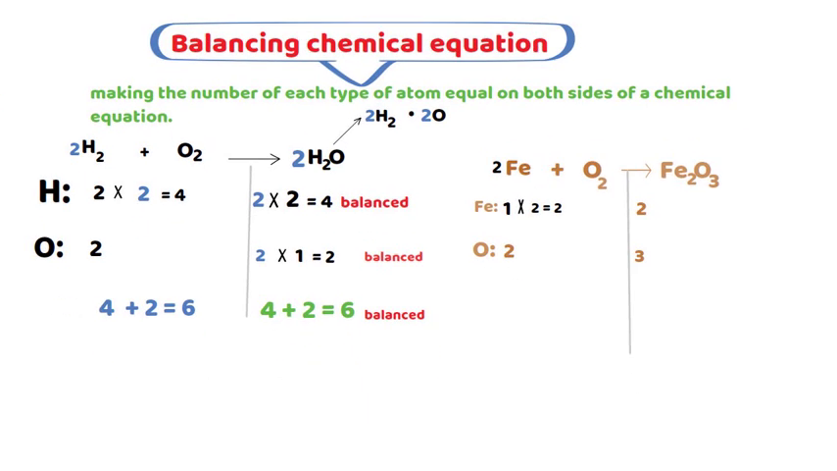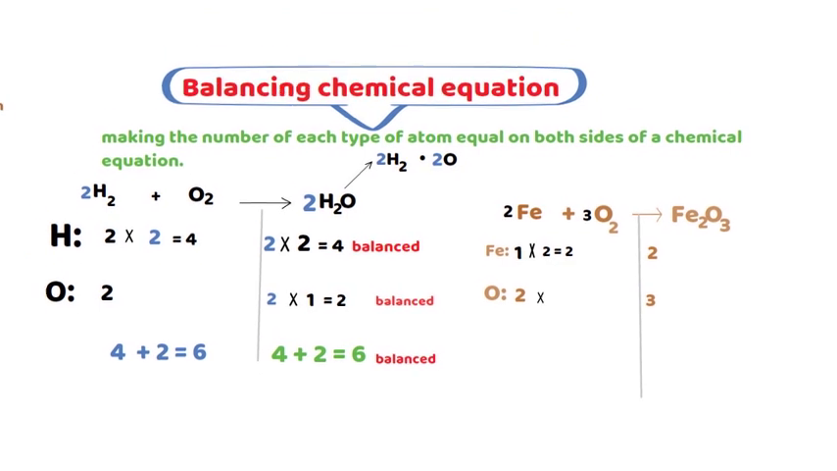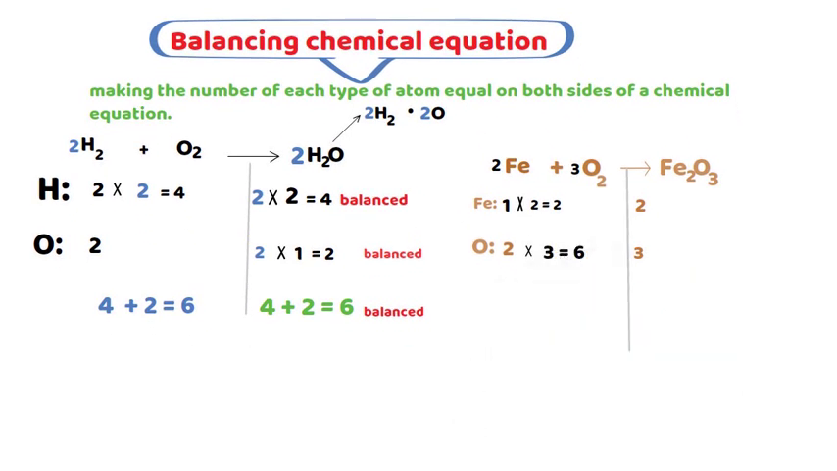To balance this number we must place 3 in front of oxygen molecule. Now 2 times 3 which equal to 6. In the reactant side we have 6 oxygen. Let us come to the product side.